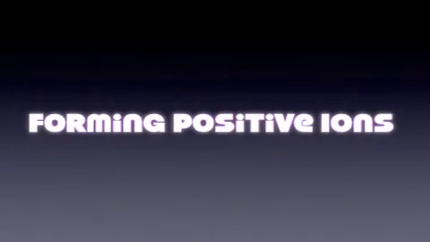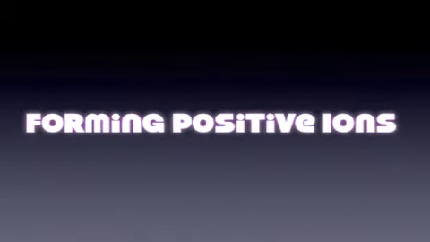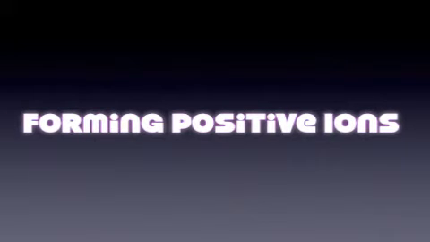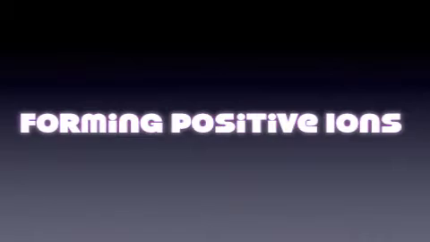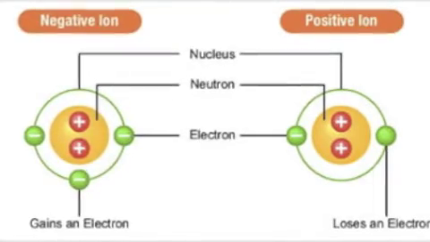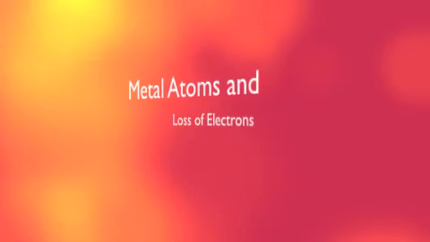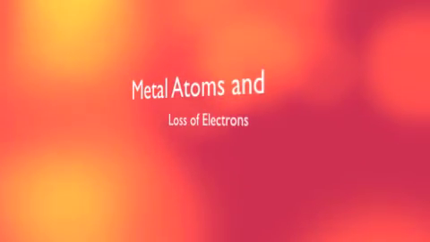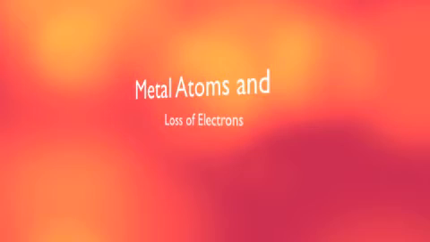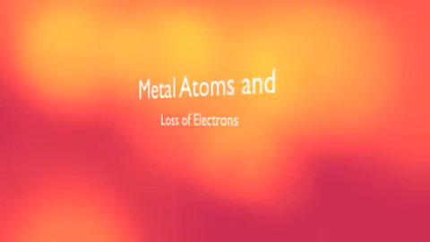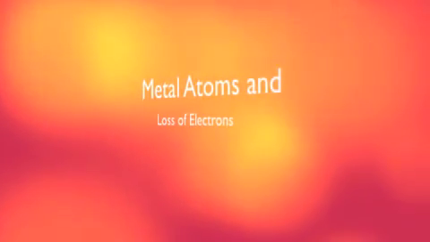Ionic bonds happen in chemical changes when atoms take electrons from other atoms, and the atoms that they took from form ions that have fewer electrons than protons. So the protons outnumber the electrons, which forms positive ions. Metal atoms and loss of electrons. Most atoms of metal have fewer valence electrons. These atoms tend to lose their electrons and form ionic bonds.